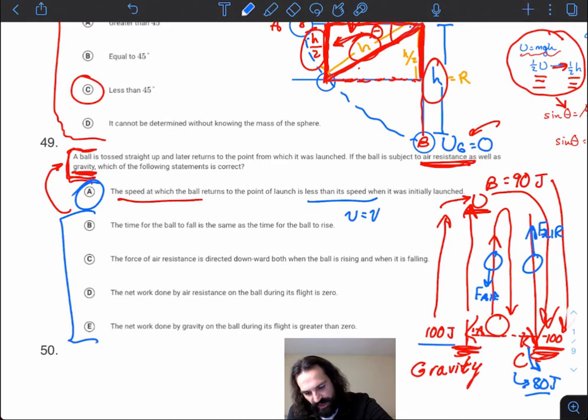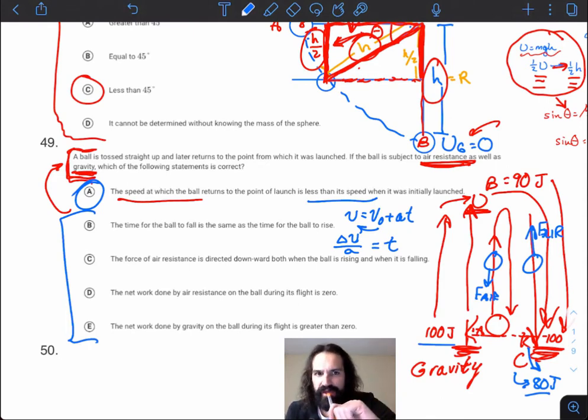V equals V naught plus AT, which I rearranged to V minus V naught. So I brought this to the left side. I subtracted it from both sides. Or the change in velocity equals acceleration times time. Actually, we're trying to find time, so the change in velocity divided by the acceleration equals time. And for that, I forget how I got that. What did I say?